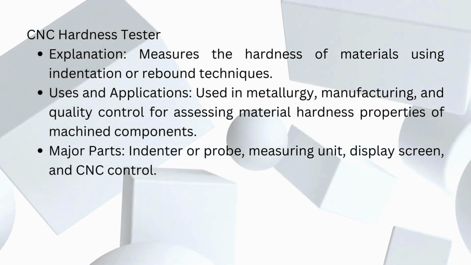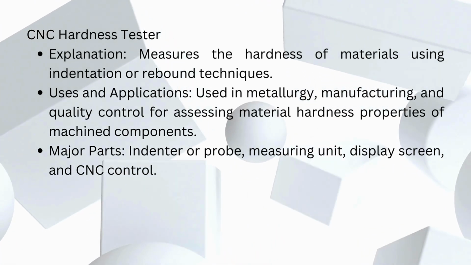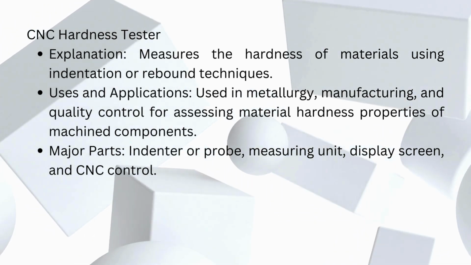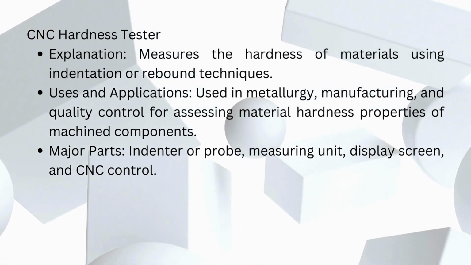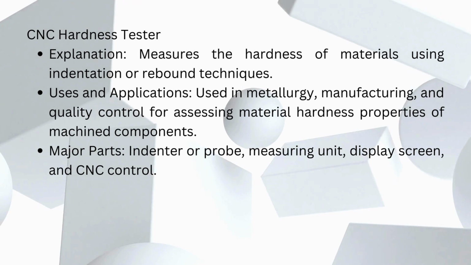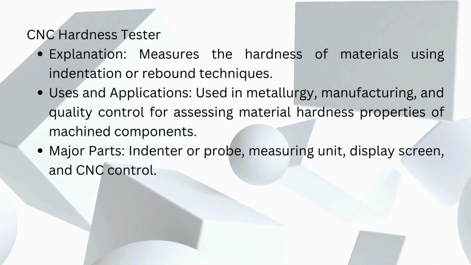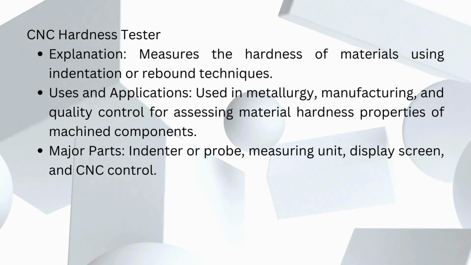CNC hardness tester. Explanation: measures the hardness of materials using indentation or rebound techniques. Uses and applications: used in metallurgy, manufacturing, and quality control for assessing material hardness properties of machine components. Major parts: indenter or probe, measuring unit, display screen, and CNC control.